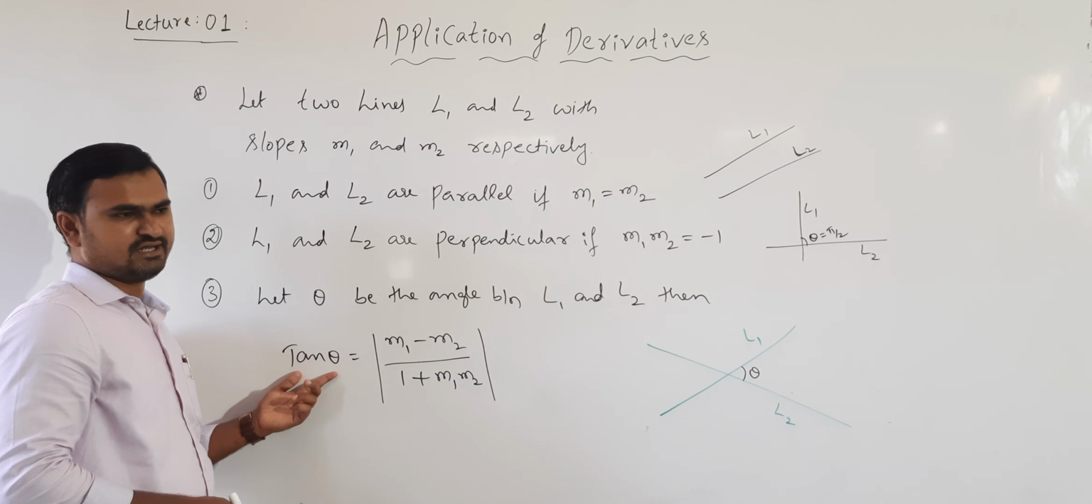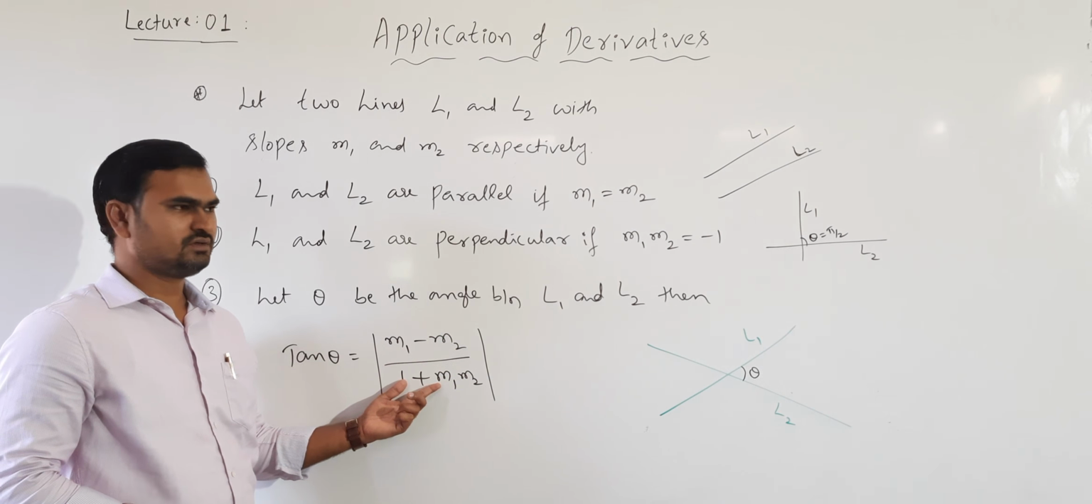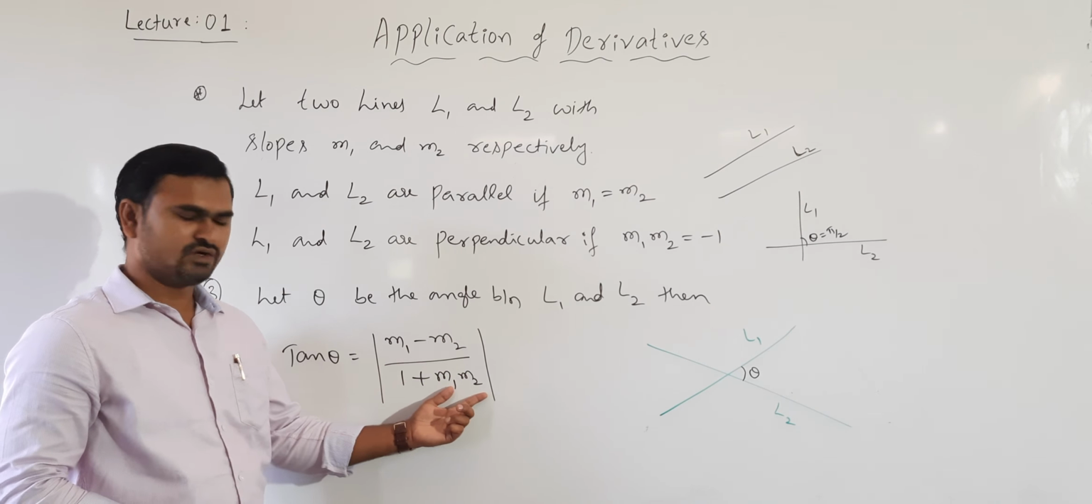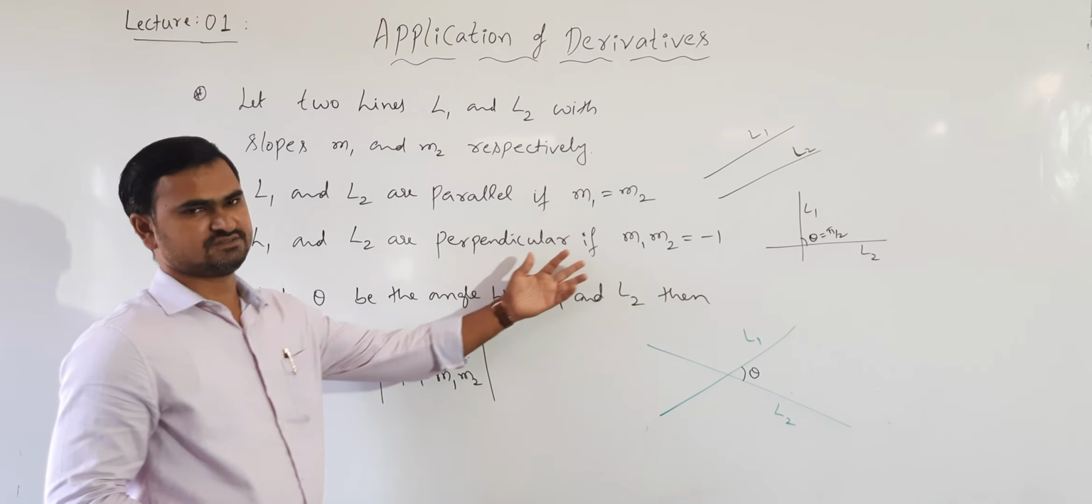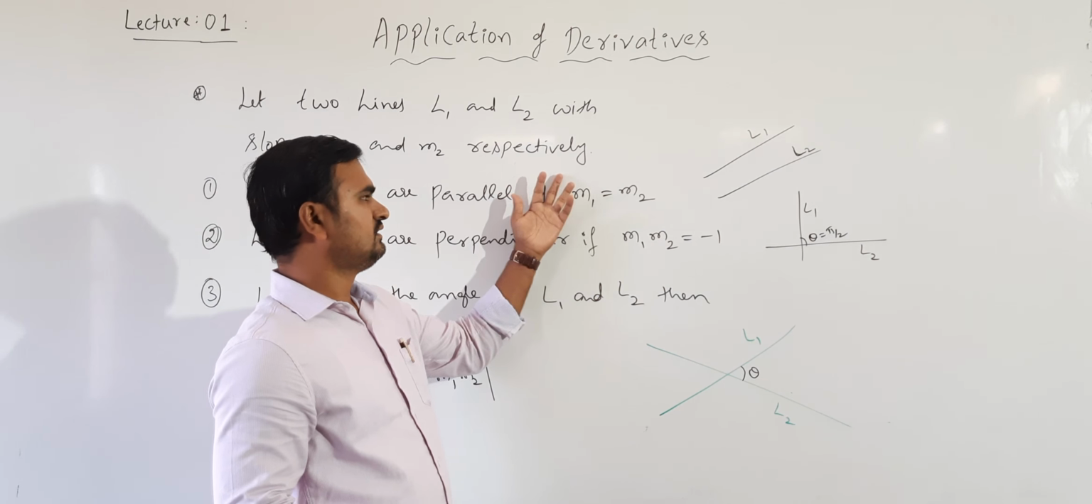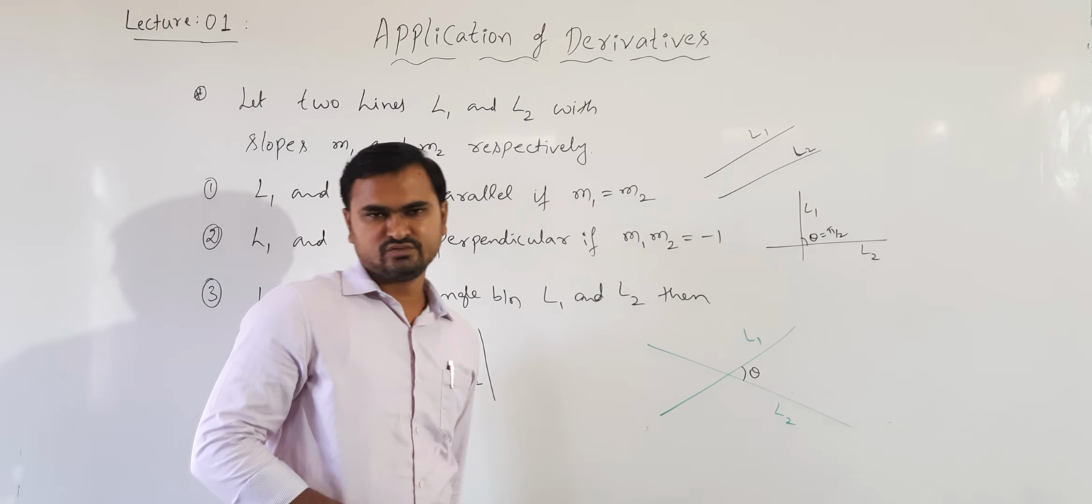Tan theta is undefined. Now this quantity is undefined means the denominator must be 0. Denominator is 0 means 1 plus m1 m2 is 0. So we can take m1 m2 equal to minus 1. Okay. So if they are parallel, this is the condition m1 equal to m2. If they are perpendicular, m1 m2 equal to minus 1.